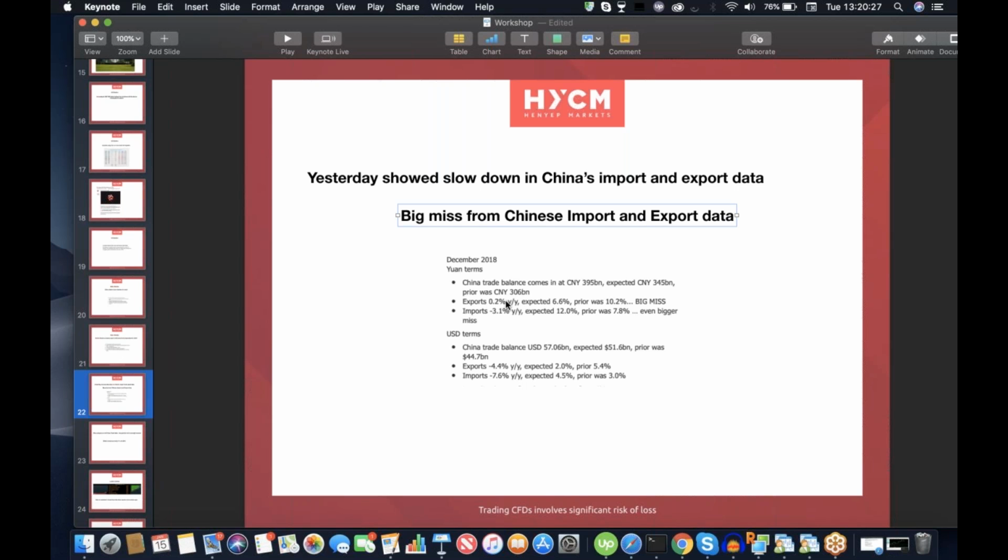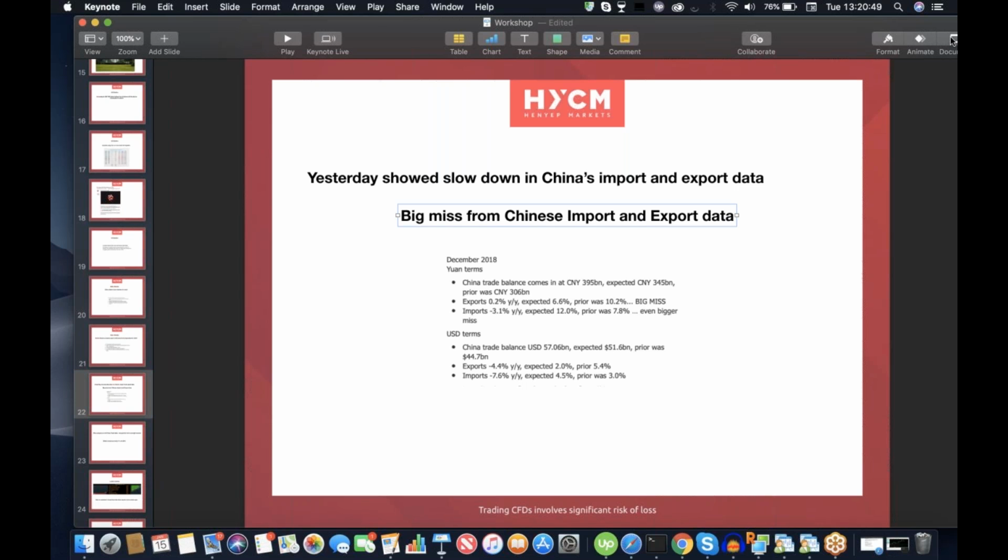Now, part of that was expected to fall, the exports rather, because of companies front running lots of extra orders before the US-China trade war really took place. People were trying to dodge the tariffs. So that was expected to fall, but not expected to fall that much.